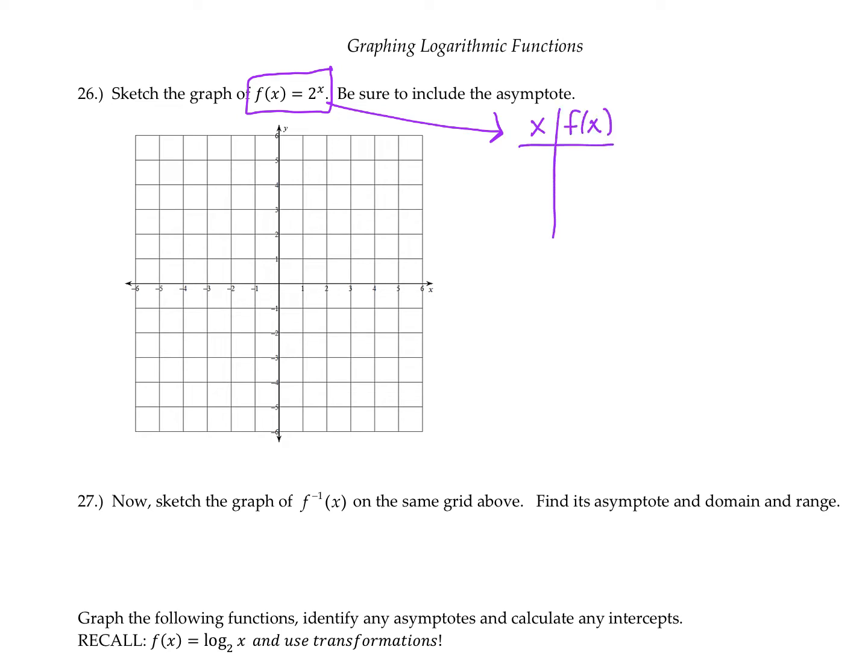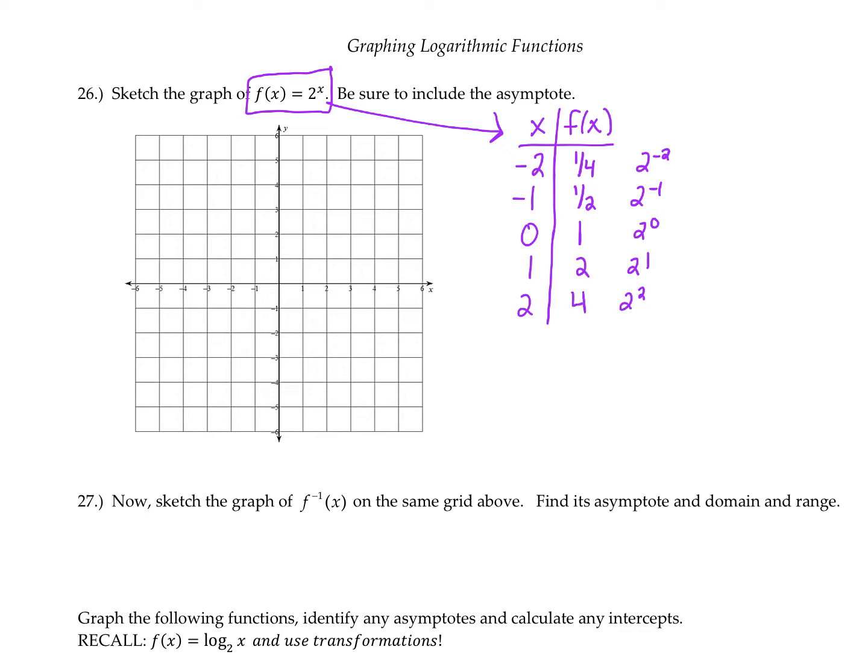You could start with any value. I'm going to start with -2, -1, 0, 1, 2 to give me a range of values. When I plug -2 into the equation, I get 1/4. When I plug -1 in, I get 1/2. When I plug in 0, I get 1, and plugging in 2, I get 4.